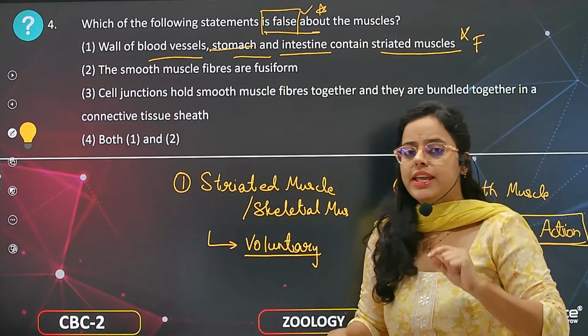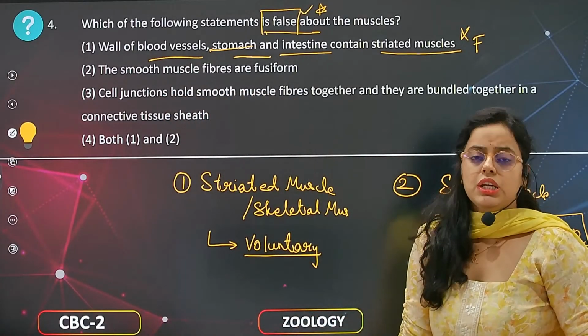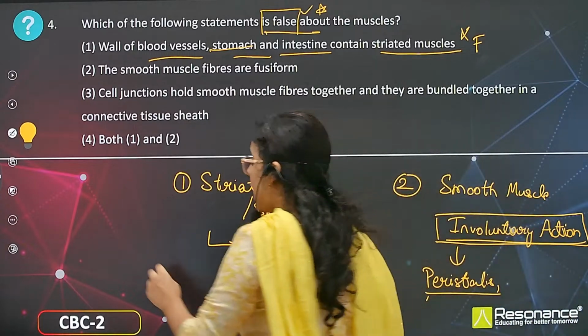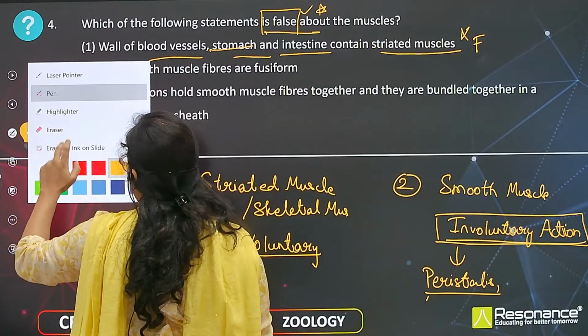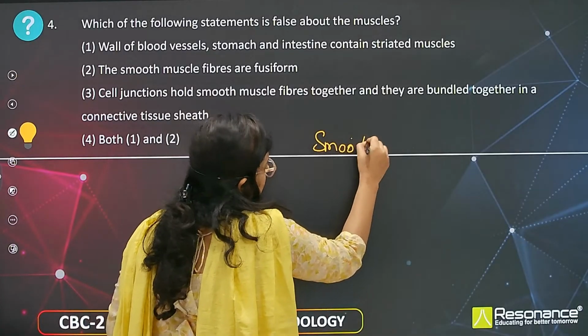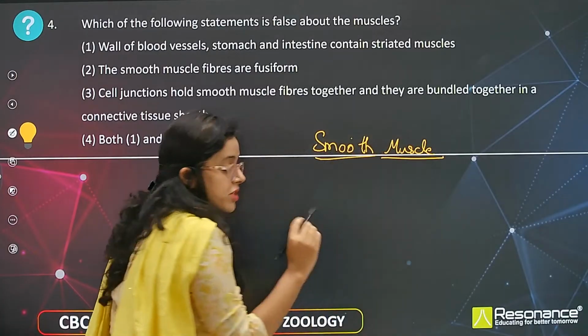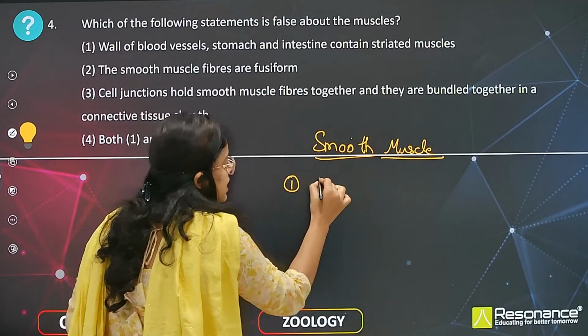Now comes the second one. The smooth muscle fibers are fusiform. Now what do you understand by fusiform? Yesterday we haven't discussed fusiform. Now let me discuss the smooth muscle characteristic features. Instead of fusiform we used a terminology that is spindle shaped cells.